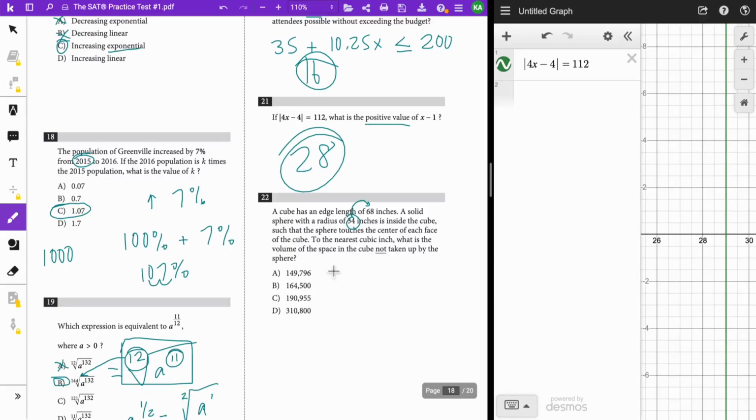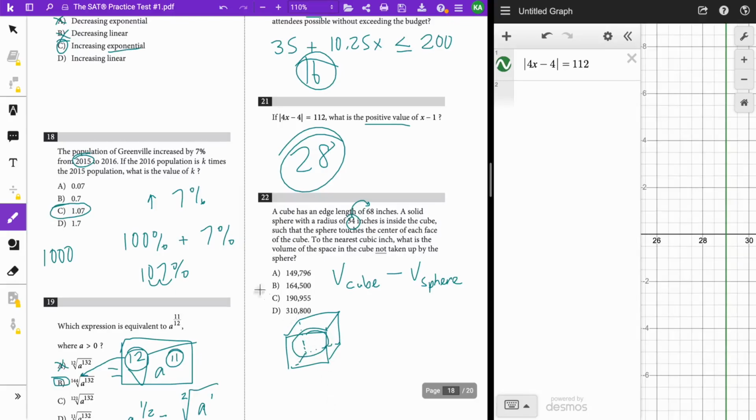So we're going to want to find the volume of the cube. I'll just say volume of the cube, and we're going to want to subtract from that the volume of the sphere, because that's going to tell us how much space is not taken up by the sphere, right? We've got a cube. I'll try to just draw it really quickly. And then inside that, there's a sphere, and it's touching all the sides of the cube. Okay, so hopefully that makes sense.